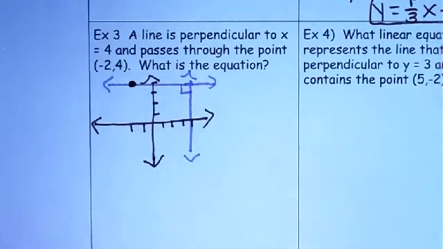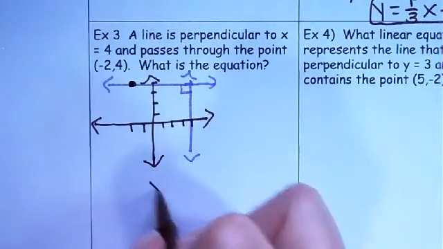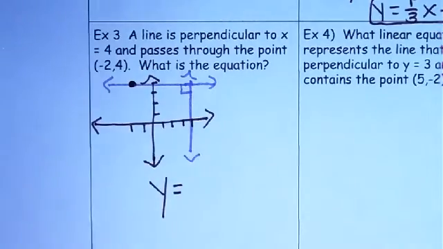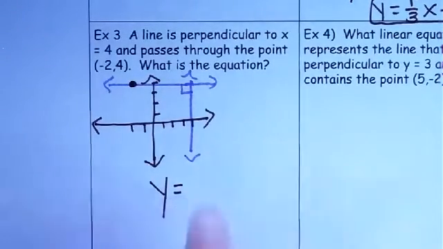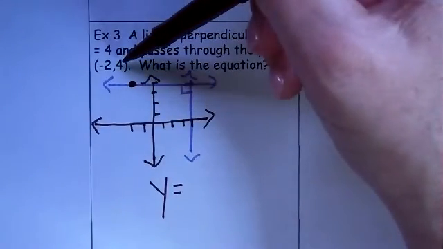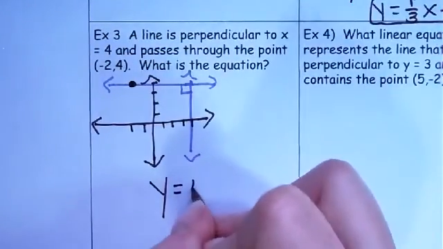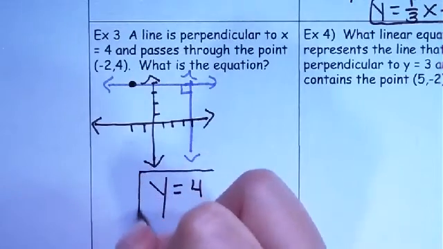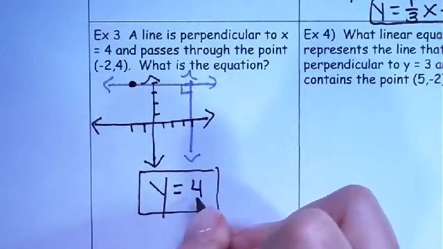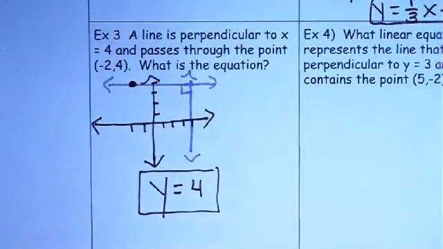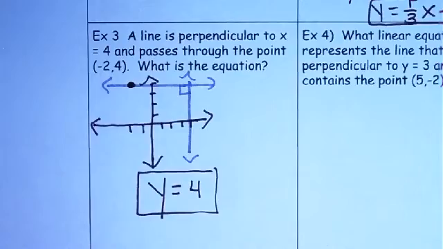Horizontal means the equation I'm looking for is going to be y equals. The number that y is equal to is, remember, the y-coordinate of that ordered pair. The y-coordinate of that ordered pair right here is 4. So the line y equals 4 will be perpendicular to the line x equals 4. Now, example 4 is the same thing with horizontal and vertical lines, just flip-flopped. You'll see what I mean by flip-flopped.